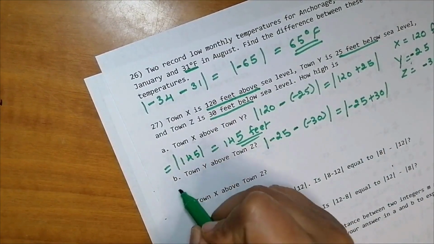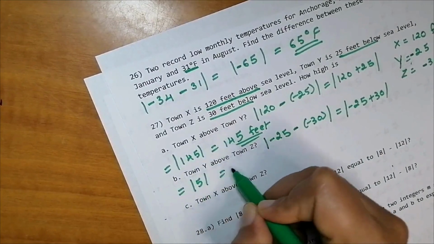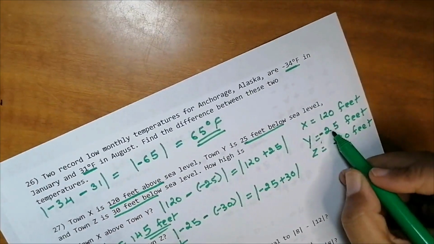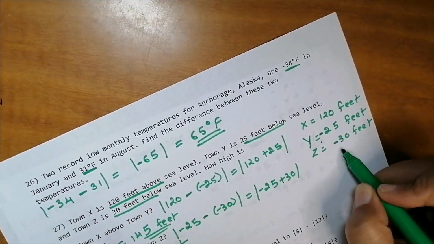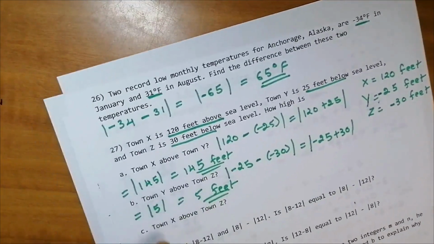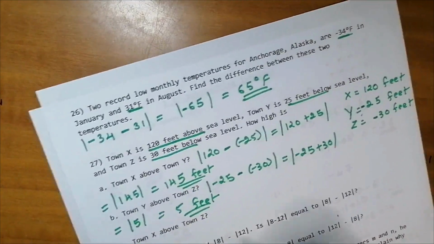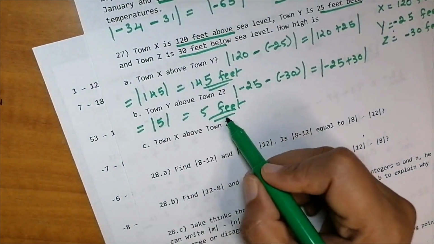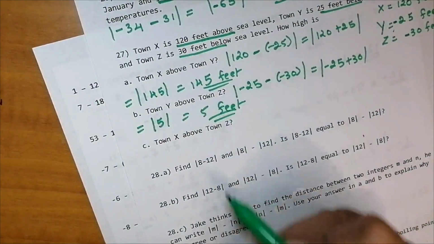Okay, which is equal to 5. So this is 5 feet. And you can see from here, right? Minus 25 and minus 30. So this is 5 feet above. So this is what you're writing here. A simple quick cross check. Okay, so town Y is 5 feet above town Z.